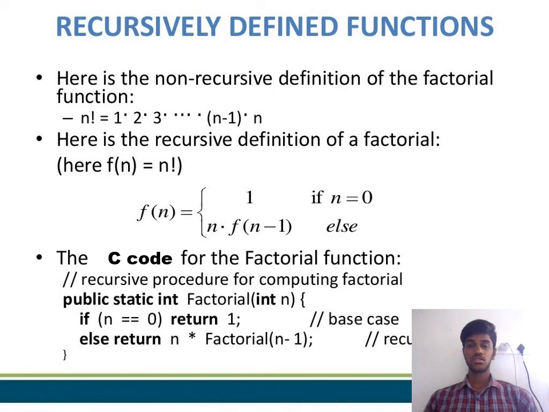The C code for the factorial function is a recursive procedure for computing factorial. Public static int factorial(int n). If n equals 0, then it returns 1. It is a base case. Else return n times factorial of n minus 1, which is the recursive call.